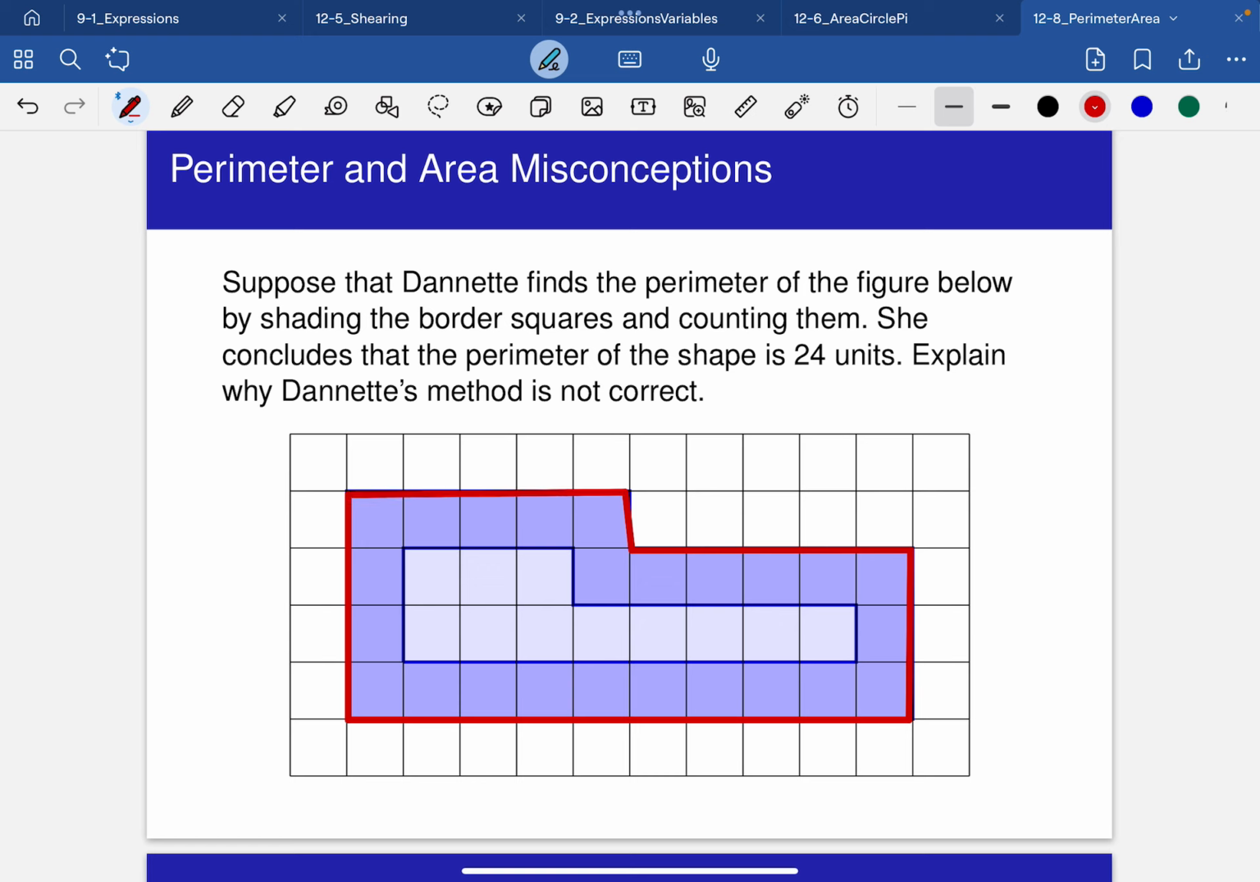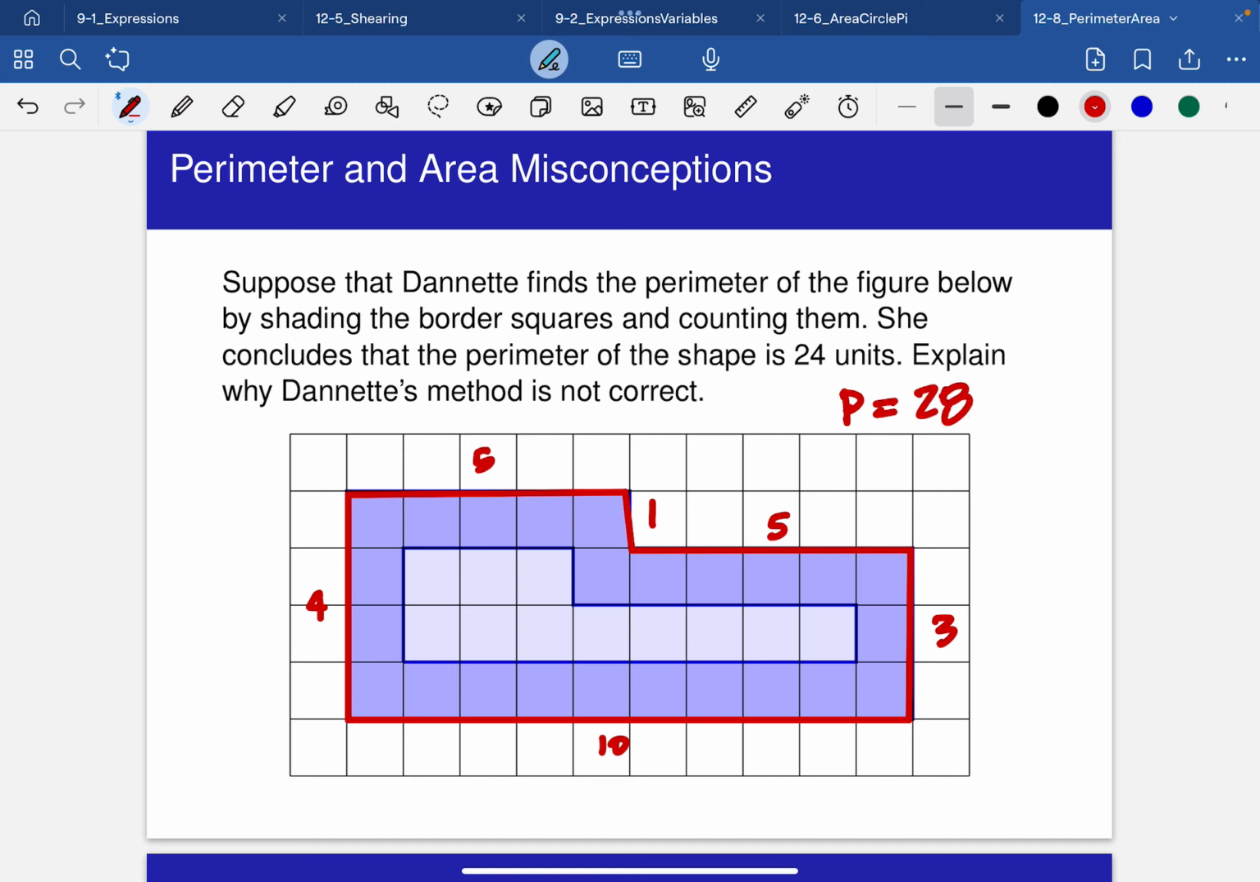So maybe what we should do is figure out the perimeter ourselves first. 1, 2, 3, 4, 5. This top is 5. 1, 2, 3, 4: 4 units along the side. 1, 2, 3, 4, 5, 6, 7, 8, 9, 10 units along the bottom. 3 over here, so if that was 10, then this was going to be 5, because 5 and 5 make 10, and that's 1. So the true value of the perimeter is going to be, let's see, 9, 19, 28.